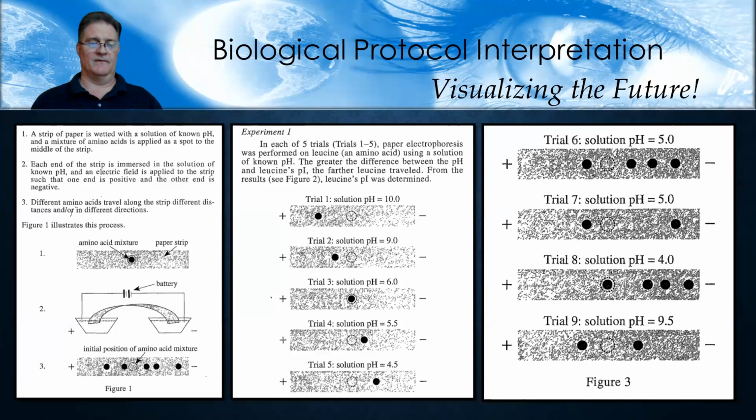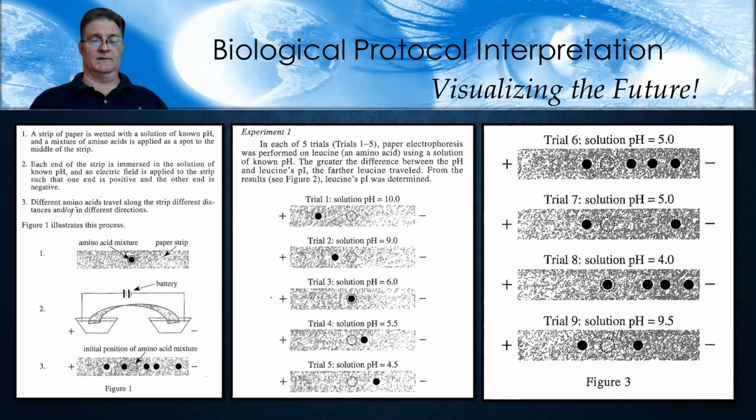So looking at the figure on the far left, notice that it begins with steps 1, 2, and 3. As soon as you see that in the science section of the ACT, read it. Don't ignore it, read it. In this particular case, they give you an illustration of those steps. And this protocol is talking about amino acid mixtures. And notice the word mixture, that means there's more than one amino acid there.